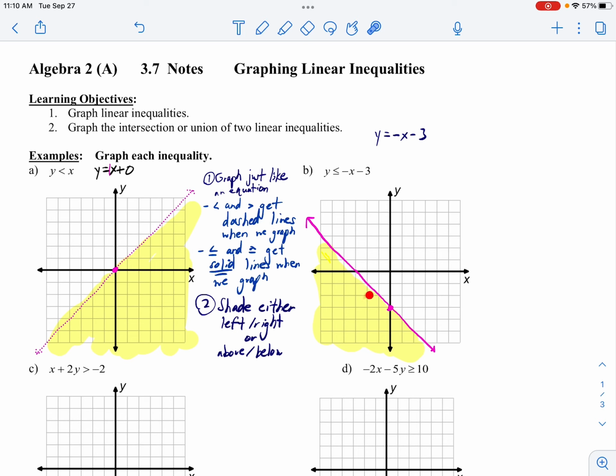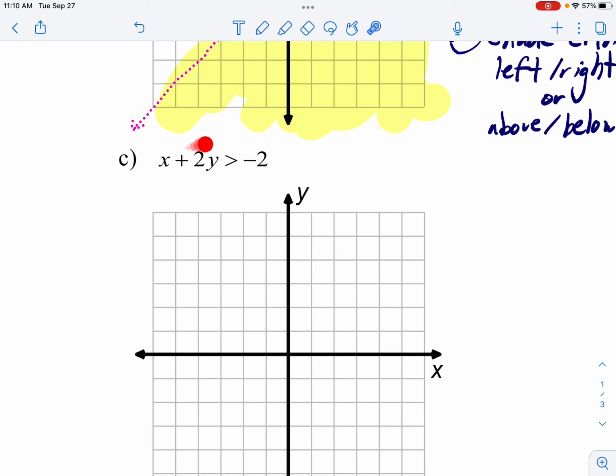Part C, same deal here, okay? So we're going to solve this. We're going to graph it just like it's a line, okay? Just like it's an equation. So let's do that, right? Let's get this in slope-intercept form first, okay? So what does that mean? It means we get y by itself.